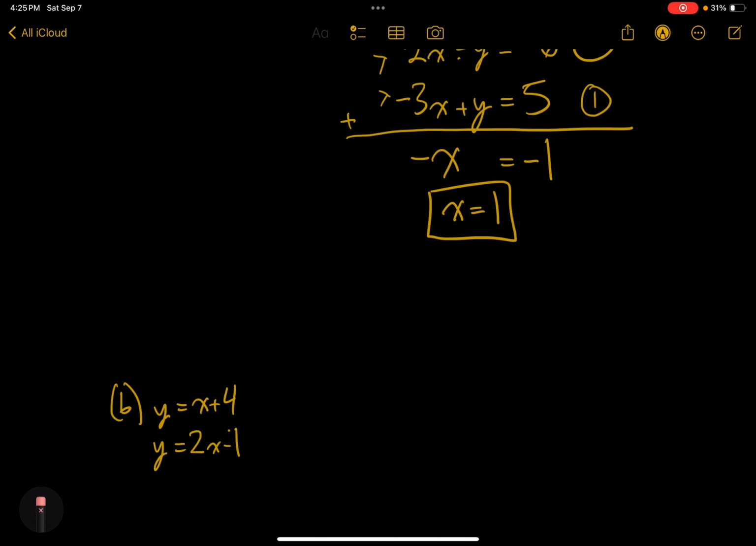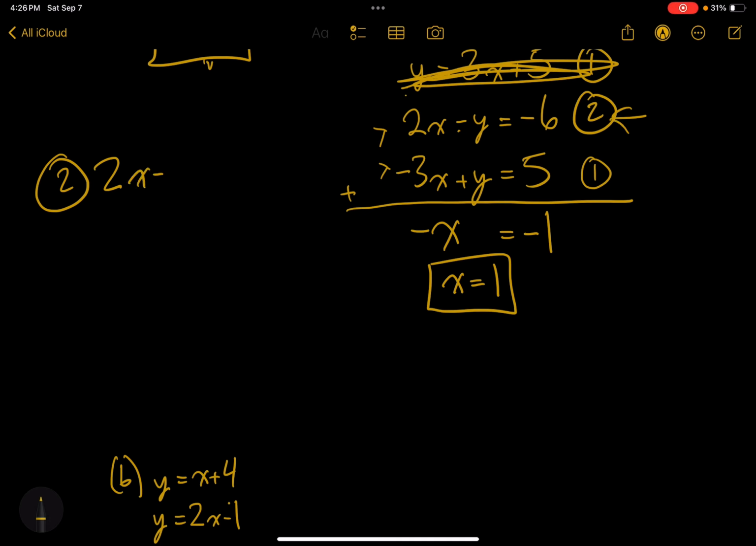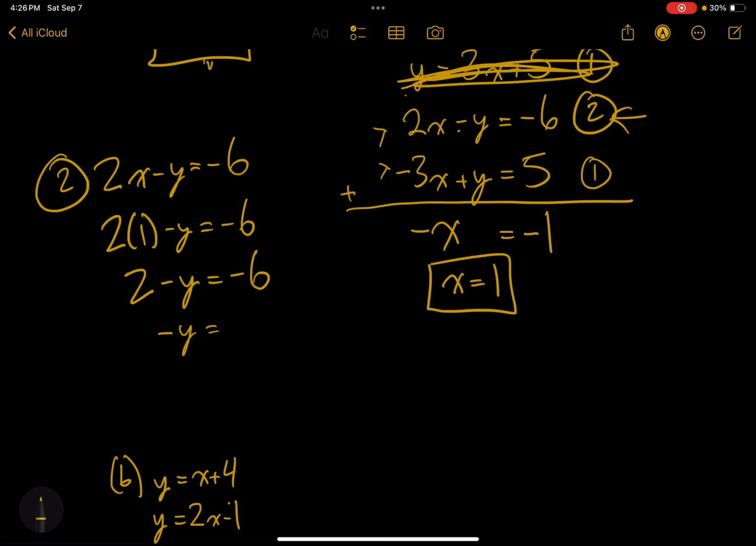So I have 2. Let's write equation 2, this one right here. 2x minus y equals negative 6. So I substitute my positive 1. 2, x is 1, minus y equals negative 6. 2 minus y equals negative 6. Okay, so then minus y equals minus 6 minus 2. Minus y equals minus 8, and y equals 8. And we did this already. Point of intersection is 1, 8.